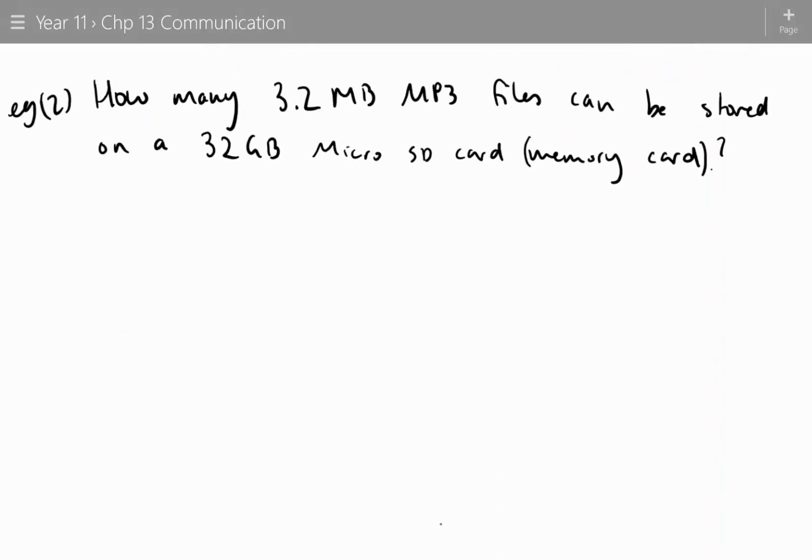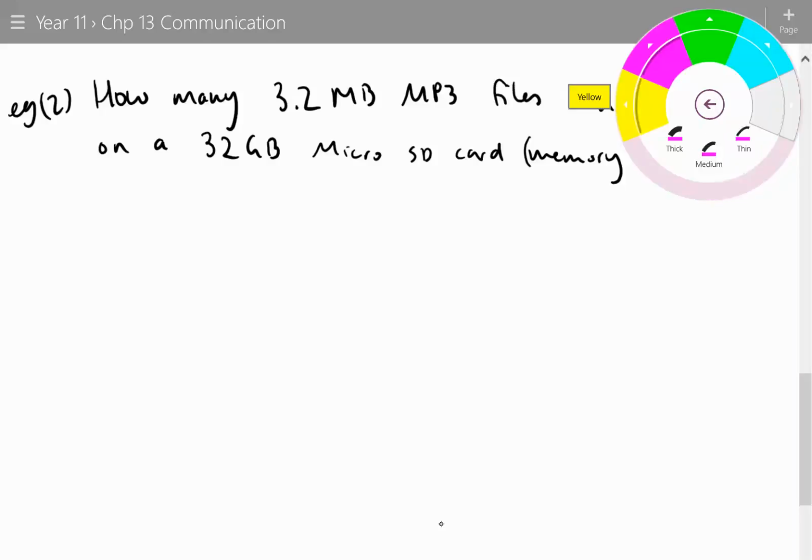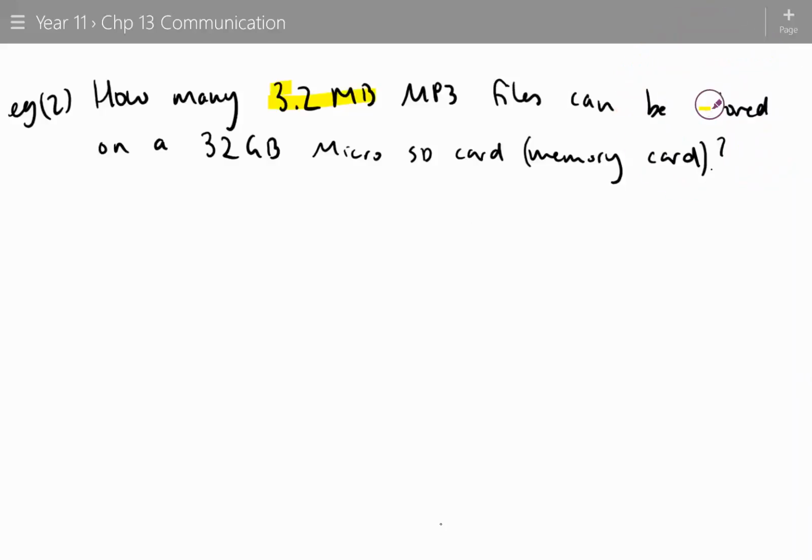How many 3.2 megabyte MP3 files can be stored on a 32 gigabyte micro SD card? A micro SD card is just a smaller version of an SD card, a memory card. It's just a type of storage device. So let's highlight here. I've got 3.2 megabytes and 32 gigabytes. I want to see how many 3.2 megabyte files can fit in this 32 gigabytes.